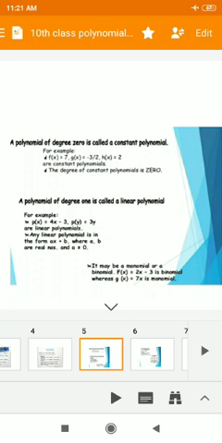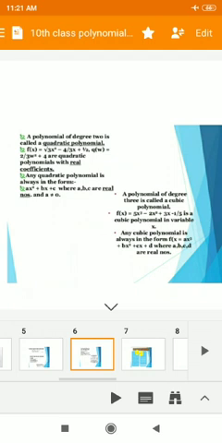Just go through the definition of linear polynomial. A linear polynomial is in the form ax plus b where a, b are real numbers and a is not equal to 0. You can note down, children, below it is given. It may be a monomial or a binomial. A linear polynomial can be a monomial or a binomial. Examples are also given.